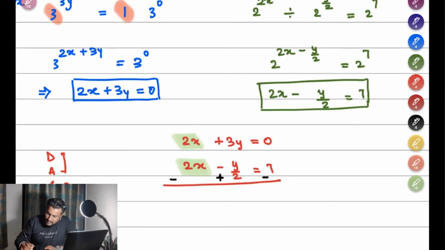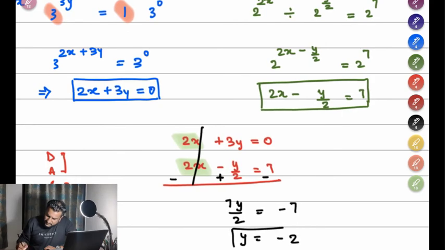Now 2x minus 2x cancels out. Now 3y minus (minus y/2), which is plus y/2, gives me 7y/2. Now this gives me 0 minus 7, which is minus 7. So y is equal to negative 2.